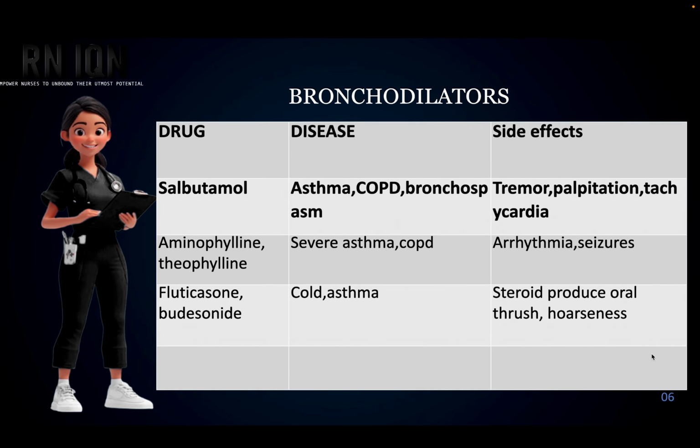Here regarding bronchodilators, which are medicines that help open up the airways in your lungs to make breathing easier. First of all, we will see salbutamol. This drug is used for asthma, chronic obstructive pulmonary disease, and those who are having tightening of airway muscles. And side effects which we can see are tremors, that is shaky hands, feeling like your heart is racing, and fast heartbeat. This is a short-acting beta agonist that works quickly.